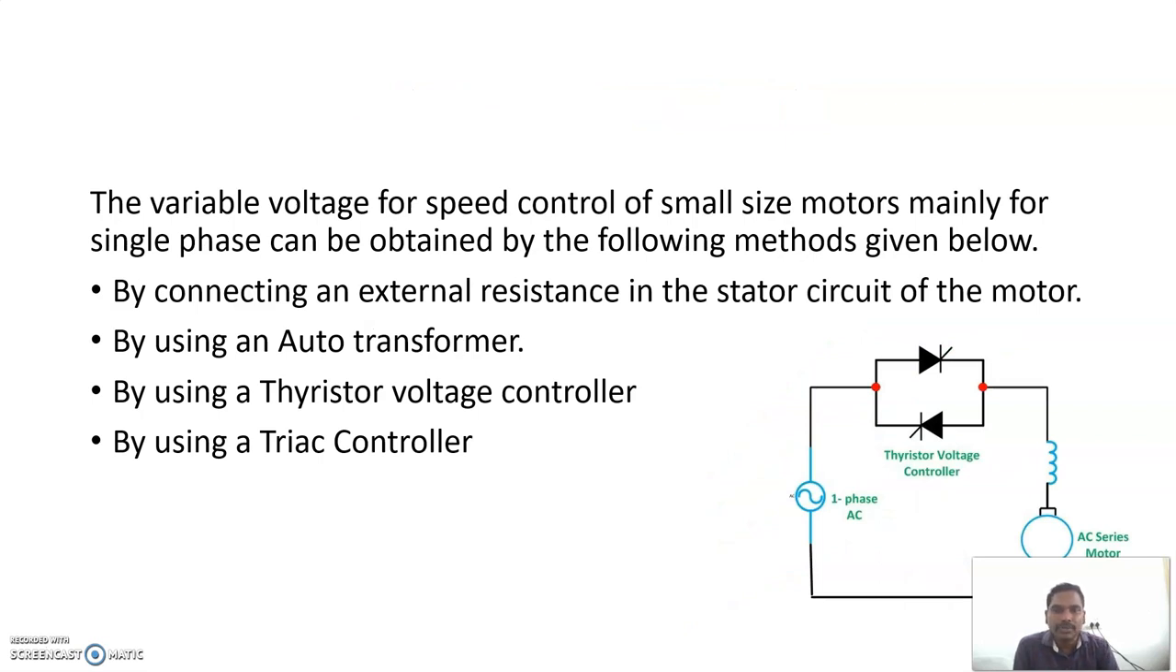The variable voltage for speed control of small size motors, mainly single phase, can be obtained by the following methods: by connecting an external resistor in the stator circuit of the motor, by using an auto transformer, by using a thyristor voltage controller, or by using a triac controller. These are the techniques to reduce the supply voltage of the motor.